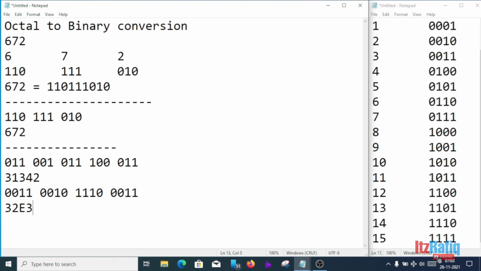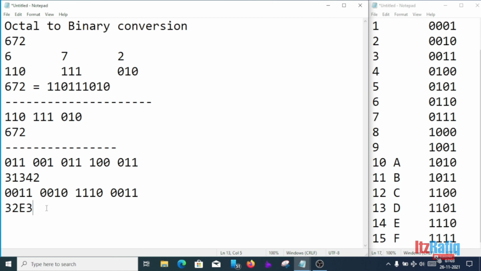Now how does 1110 mean E? In hexadecimal, after 9, 10 means A, 11 means B, 12 means C, 13 means D, 14 means E, and 15 is F. So we'll write E instead of 14. That's how we can convert an octal number or binary number into hexadecimal.